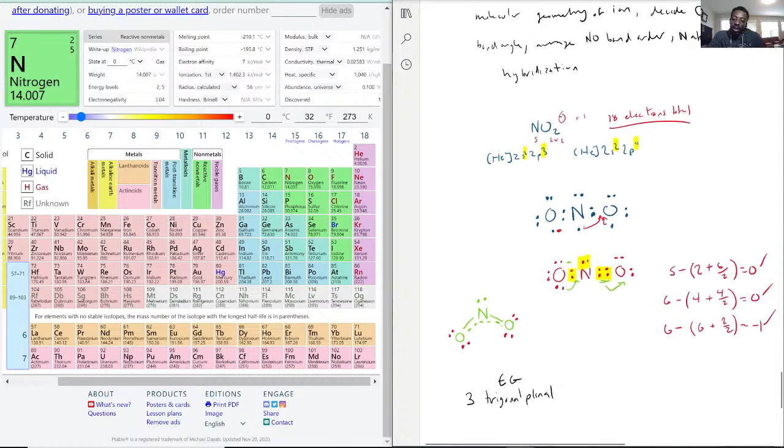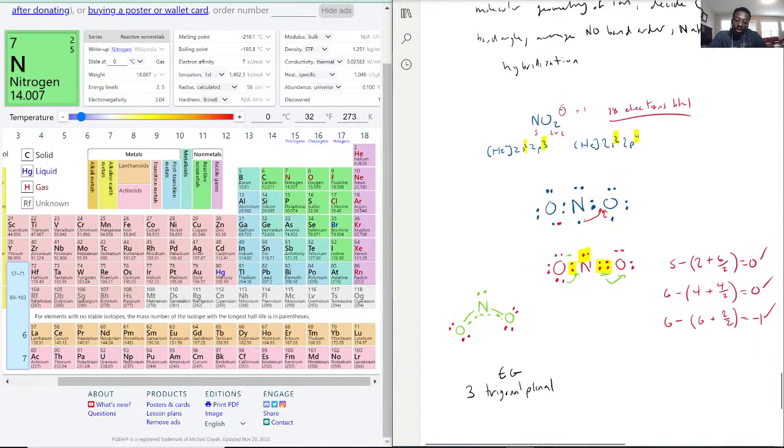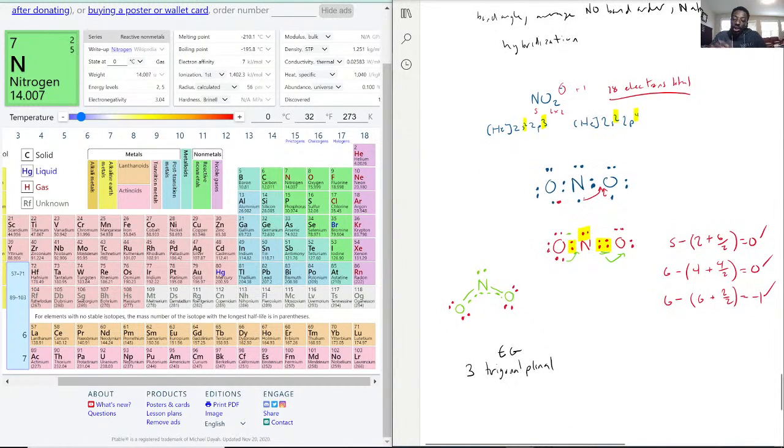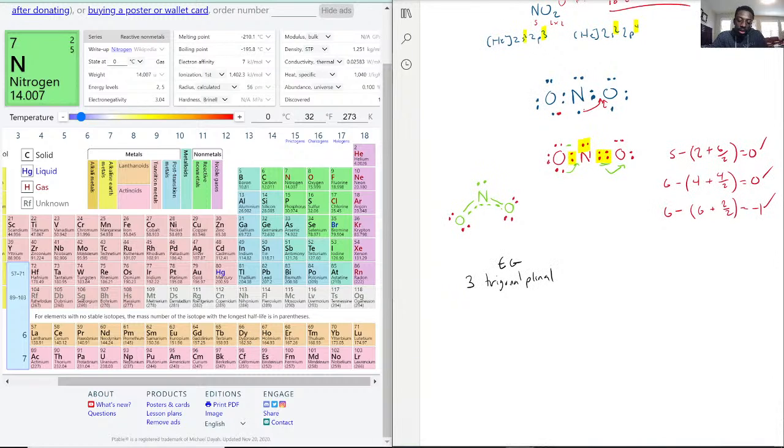Now, the molecular geometry is when you get more specific. It has 2 bonds, so remember, you don't differentiate between single and double. It has 2 bonds and 1 lone pair. So because it has 2 bonds, so molecular geometry, 2 bonds, 1 lone pair, it's actually going to be bent.